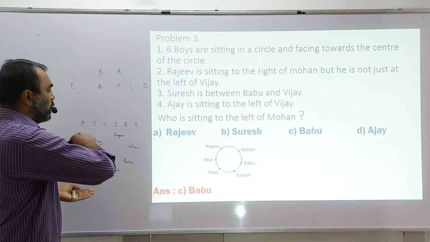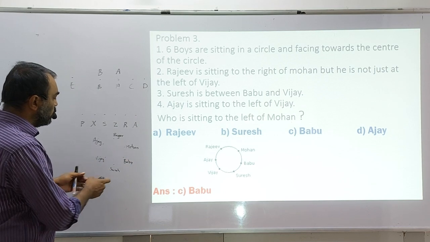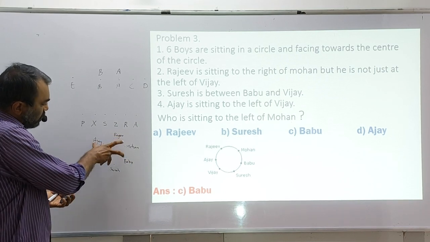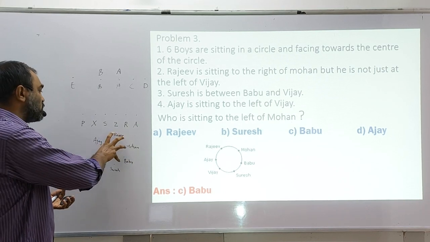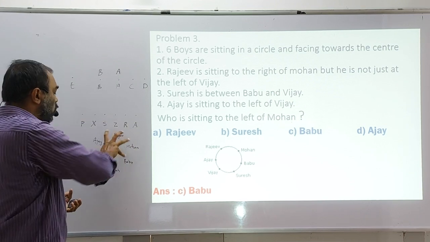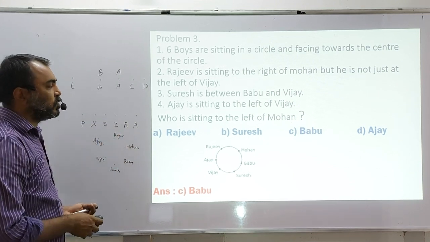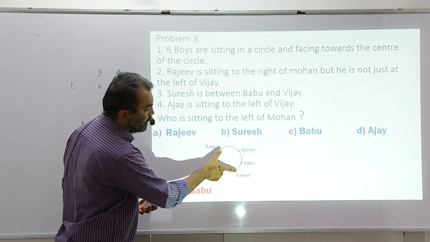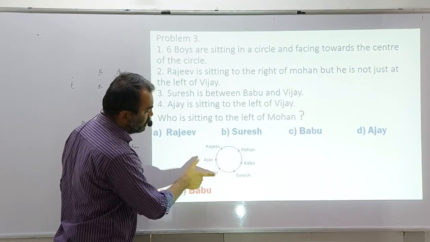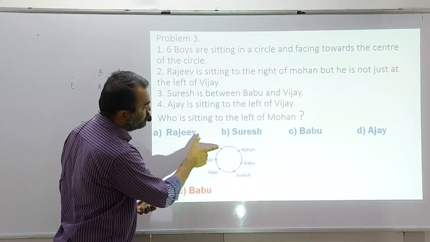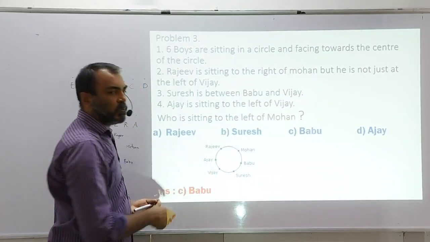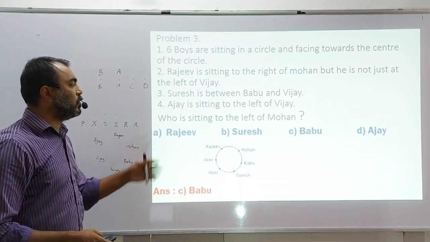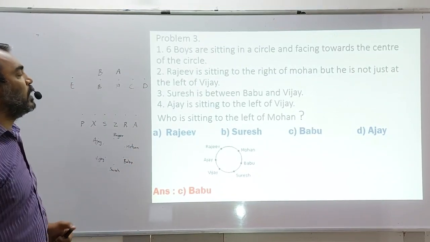A circle can move any way you want. You can put Rajiv and Mohan here. I can move this circle, but still the arrangement will not change. I can move the circle anti-clockwise or clockwise, but the arrangement does not change. What I mean to say is, if Mohan sits here, and Babu sits here, and Suresh moves here, Vijay moves here, Ajay moves here, and Rajiv moves here, still the arrangement will remain the same. In a circular arrangement, you can have any type of combinations.